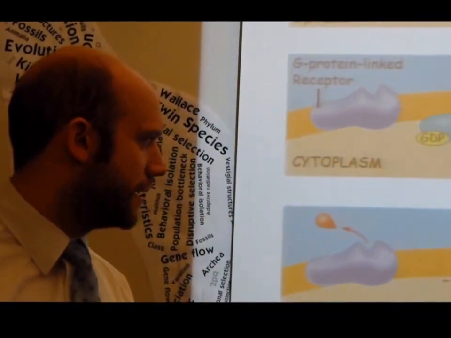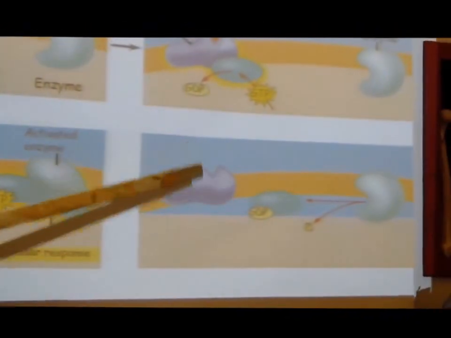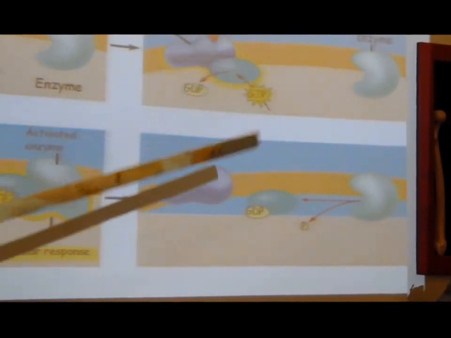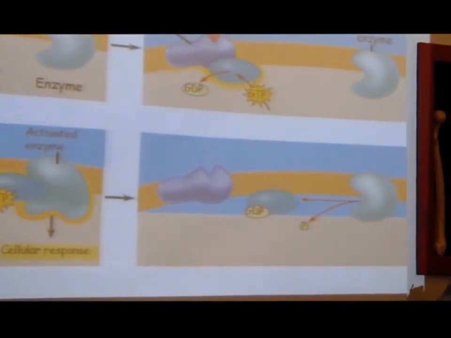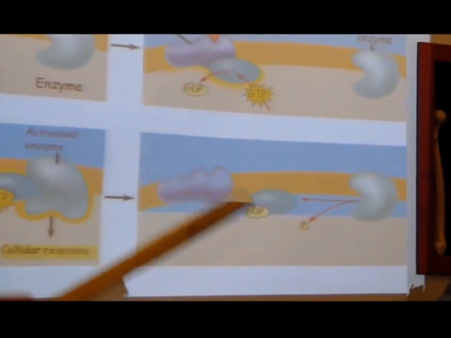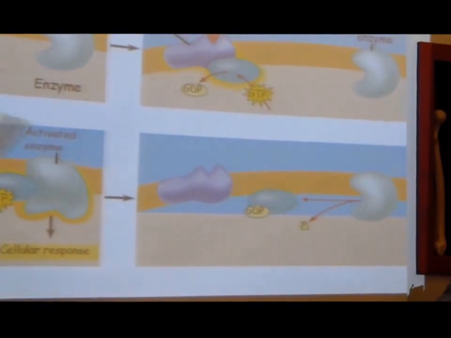Once it is bound to it, it's going to release the phosphate, and the GDP is going to go back to the receptor. Notice the receptor has lost its signal molecule, its hormone, and so the GDP will come back to it.